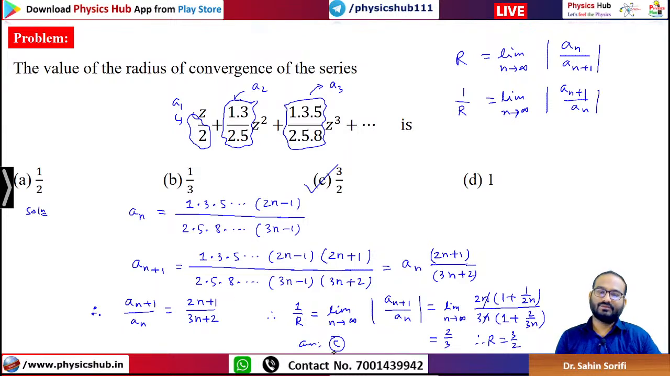Tell me if it is difficult. Very easy, na? If you know the formula, if you know the concept, then you can easily do it.